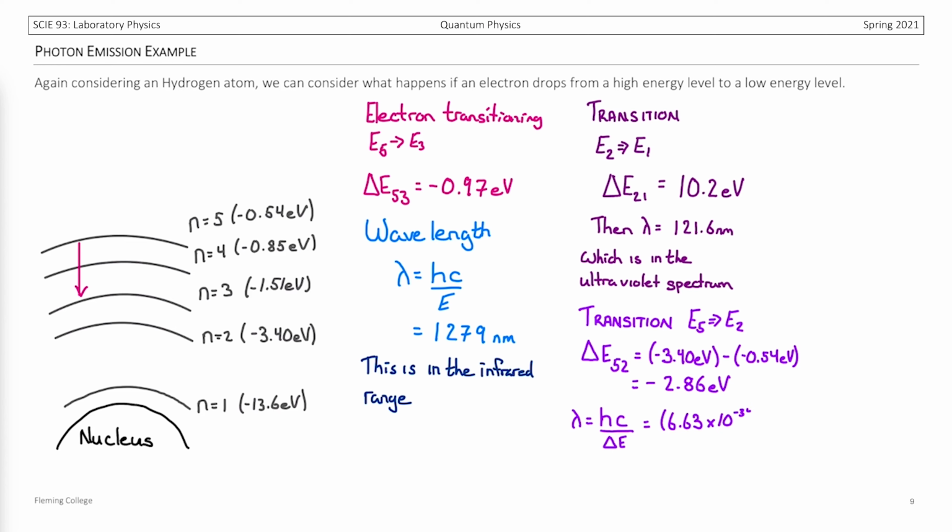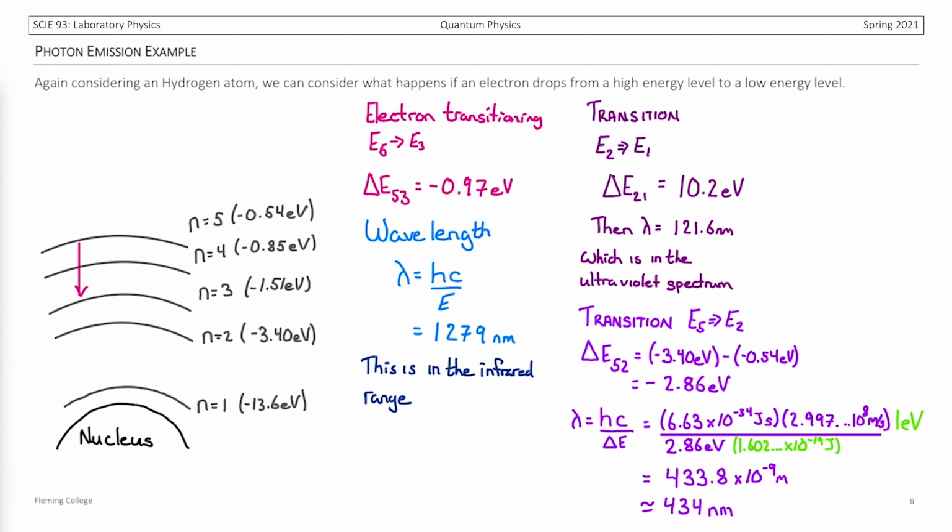So we input our constants for Planck's constant and speed of light. We divide by our change in energy magnitude, and we divide by our conversion value from our unit factor. And we get an answer of 433.8 times 10 to the negative 9 meters. Remember, 10 to the negative 9 represents the nano prefix. So this is approximately 434 nanometers. So we would get an emission of violet light. If you think back, if we would emit violet light on this transition, going the other way from 2 to 5 means that our previous example, the purple light, would be absorbed by that electron.